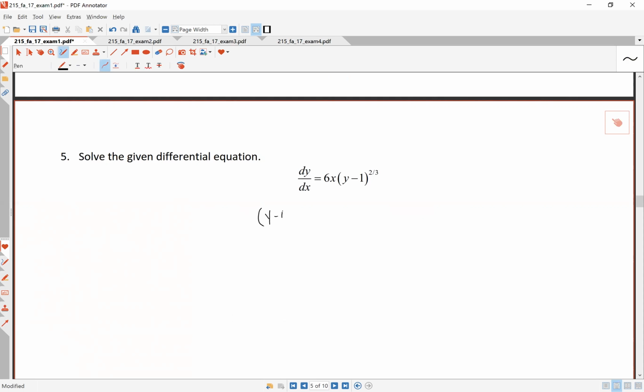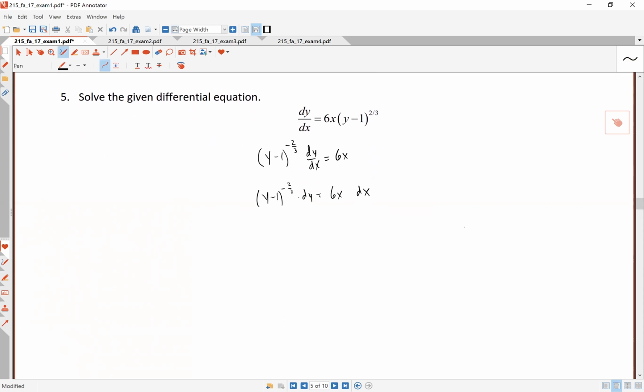So we divide by y minus 1 to the 2/3 and get y minus 1 to the negative 2/3 times dy equals 6x dx. So now we integrate both sides of this, and when I integrate y to the negative 2/3, I add 1, which gives me 1/3, divide by 1/3, which is 3 times, and then integrating x is x squared over 2, or 3x squared, and I'll put a constant of integration in there.